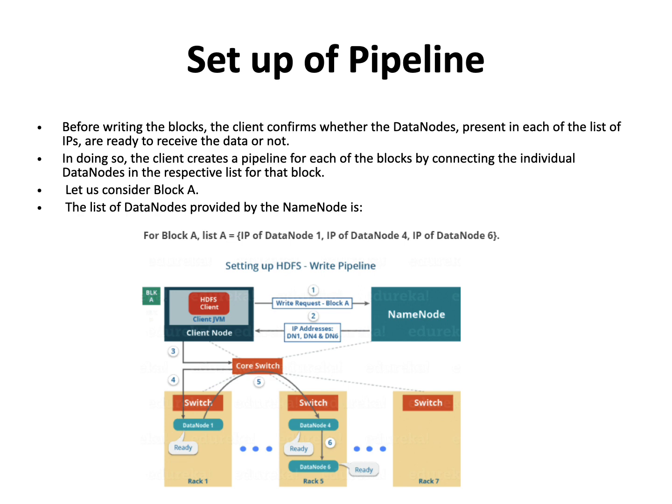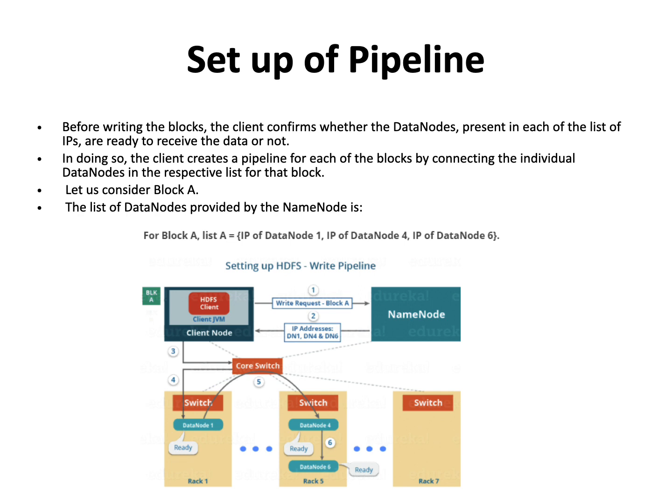Next, data node 1 will connect to data node 4, and data node 1 will inform data node 4 to be ready to receive the data block, and it will give the IP of data node 6. Then data node 4 will tell data node 6 to be ready for receiving the data.